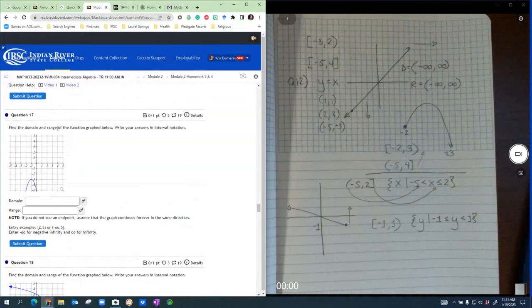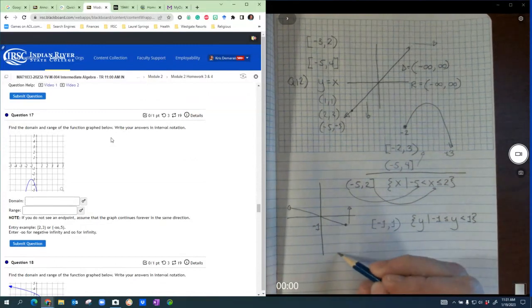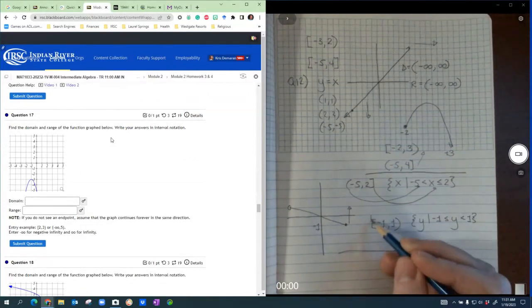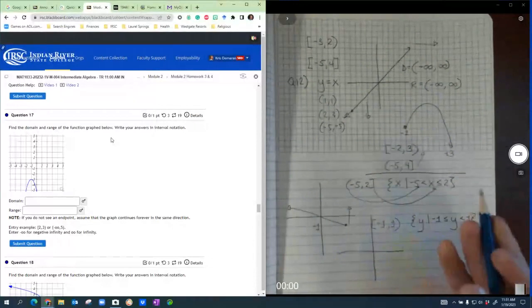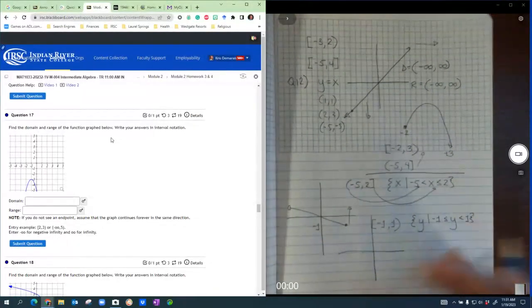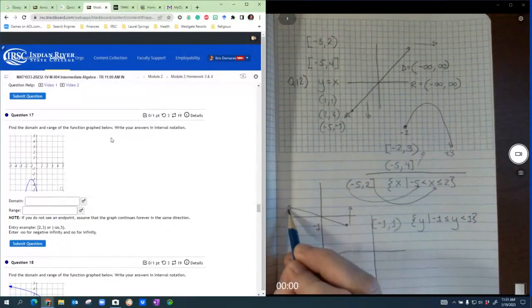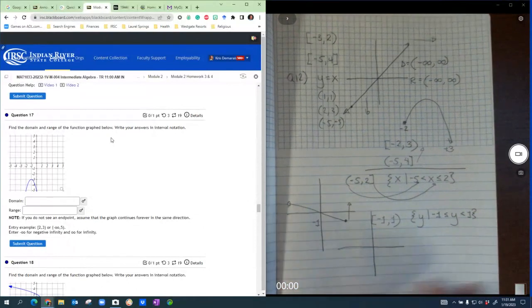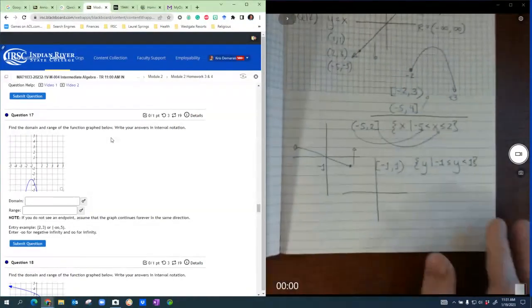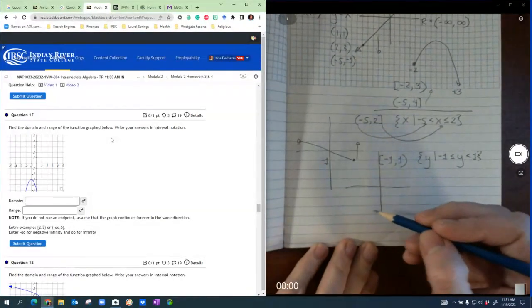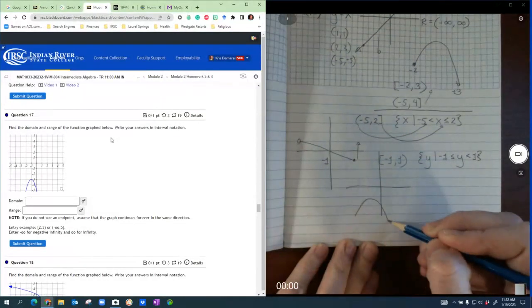Now it says find the domain and range of the following function graph below. Now when you're dealing with this and you don't see any hard circles, meaning you don't have exclusive, inclusive points like this and this, we're looking at then determining what it looks like when we're dealing with this.